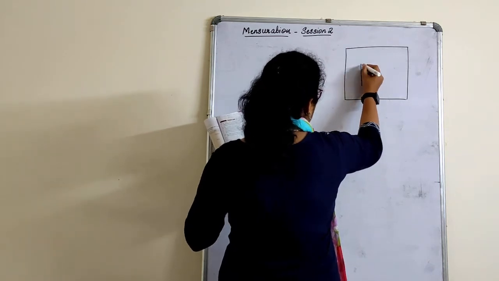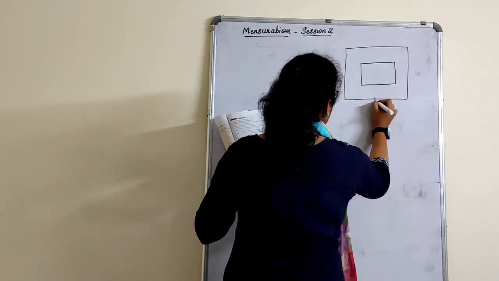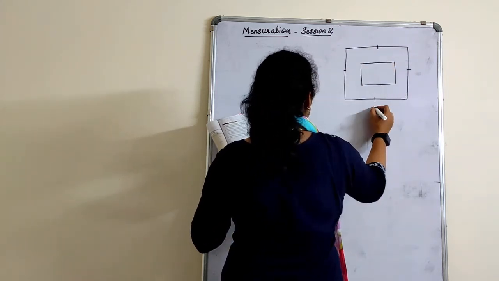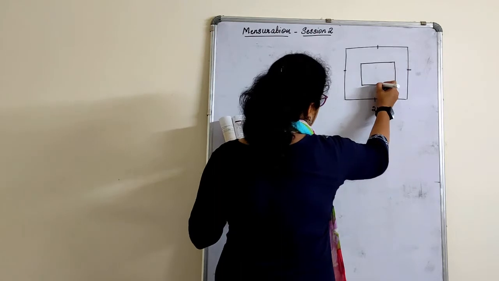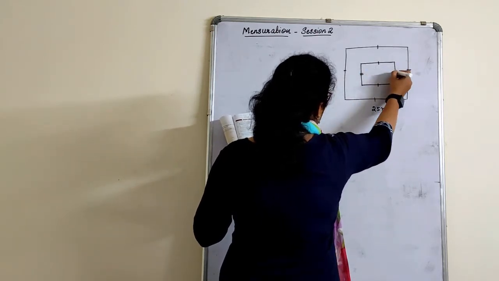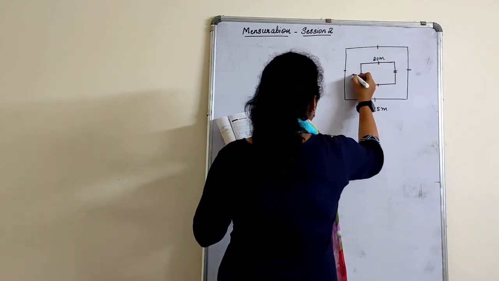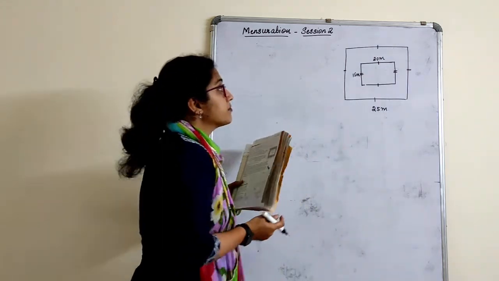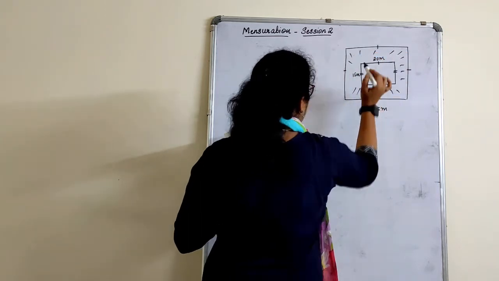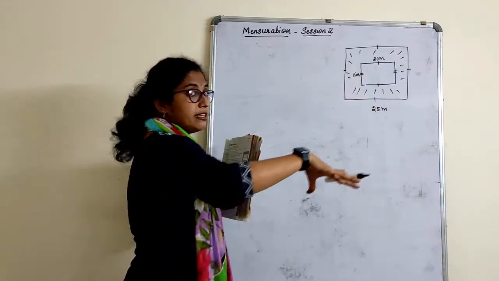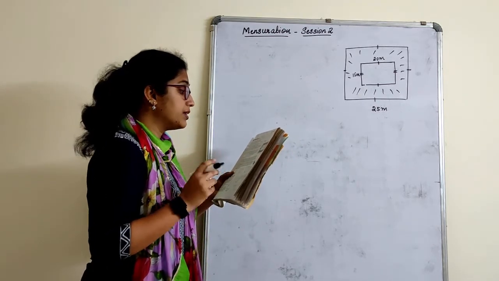When she wants to construct a house in the middle of the plot, that will take the shape of a rectangle, where the square plot has a dimension of 25 meter. But the house she wants to plan is of dimension 20 meter and 15 meter. Very clear? This part which is left is the garden. So in this plot, she wants to construct the house in the center. The remaining portion is the garden. Now what we have to find here is the total cost for developing the garden.